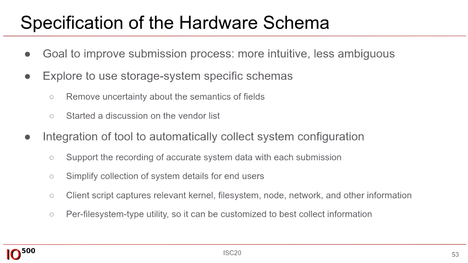And so what we're trying to do is get a way to describe each storage type, file system type, separately, and also to have a script to automatically collect as much information as possible so that the submission can be populated automatically, right? So we collect OS versions, storage software versions, the type of network adapters, CPUs, RAM, as much information as possible automatically so that people can make better analysis.